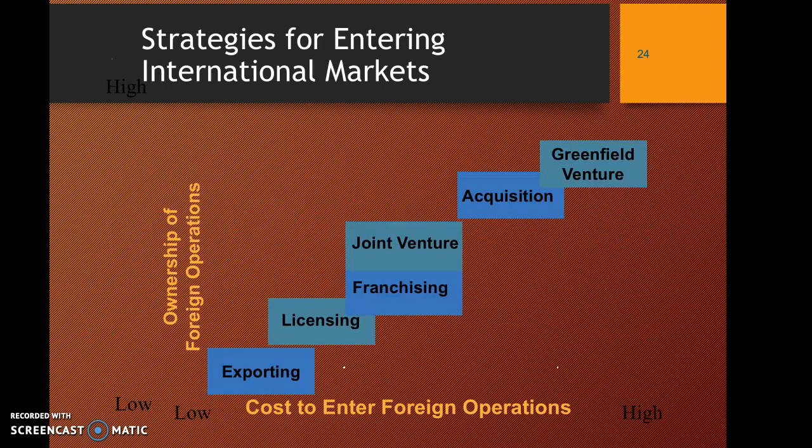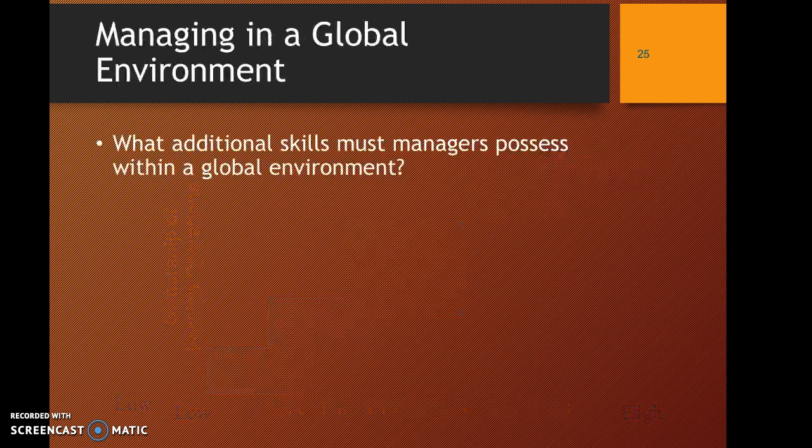So this little graph basically shows how much it costs to enter the foreign market versus how much ownership we have. So if we start on the greenfield venture up at the top, obviously it's going to cost us a lot to produce an entire facility, but we will own all of it. If we acquire a facility, again, it might not cost as much, but we'll own slightly less. Joint venturing and franchising is somewhere in the middle, but if we come to the complete other end, if we're just exporting our products, it's not costing us much, but we don't own any of the foreign operations. So just a different way of looking at things.